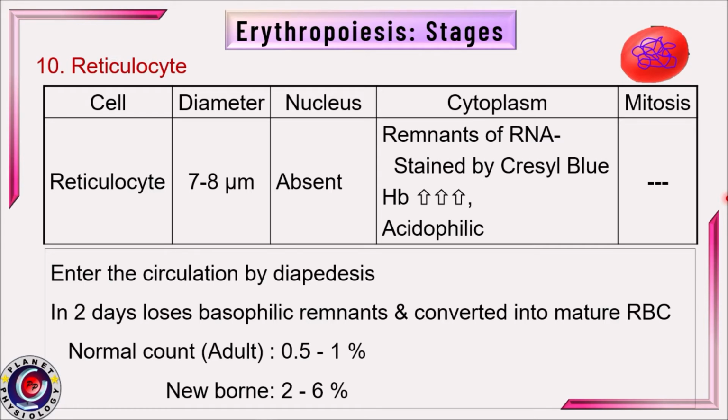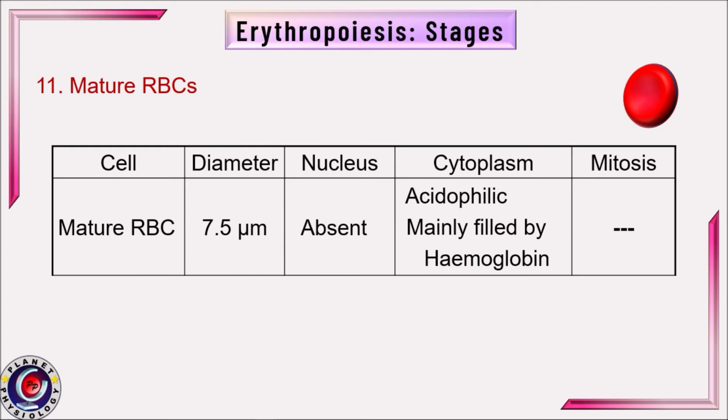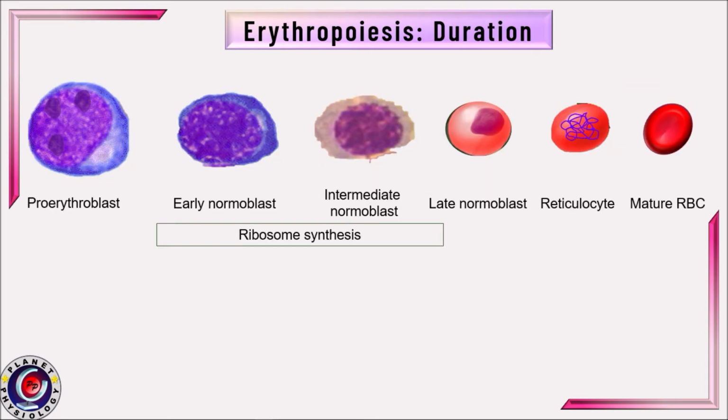Normal reticulocyte count in adults is 0.5 to 1%, whereas in newborns it is 2 to 6%. So estimation of this reticulocyte count can give you an idea about the rate of erythropoiesis. The higher the reticulocyte count, the higher the rate of RBC production. So the last stage is mature RBC. Average diameter is 7.5 microns. It lacks nucleus. Cytoplasm is acidophilic and filled by hemoglobin. Mitosis is absent.